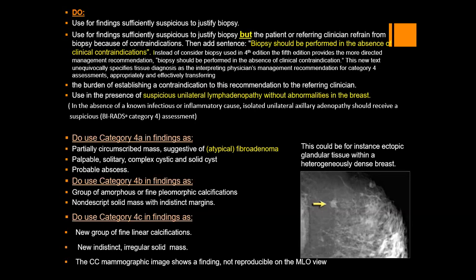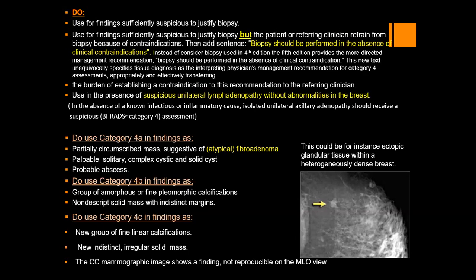And it is to be used in the presence of suspicious unilateral lymphadenopathy without abnormality in the breast, in the absence of a non-infectious or inflammatory cause for adenopathy, especially if it is isolated unilateral adenopathy. Then it has to be categorized as 4A if partially circumscribed mass suggestive of atypical fibroadenoma.